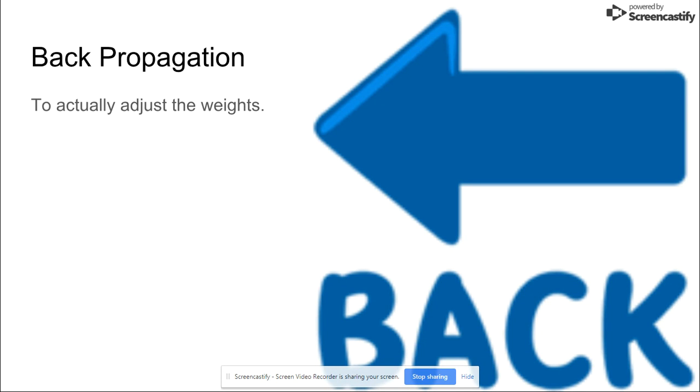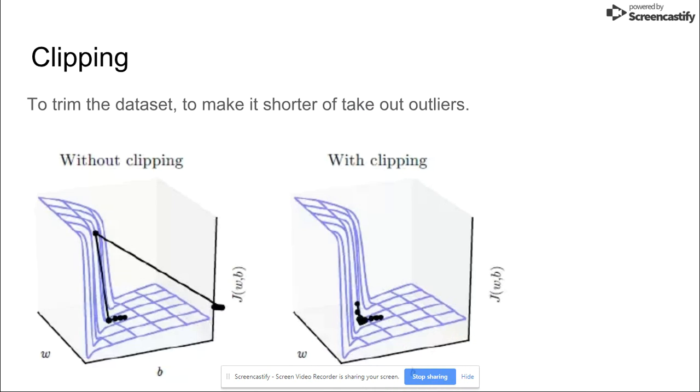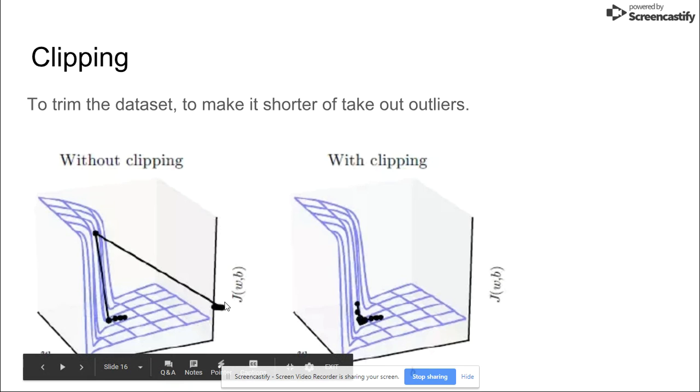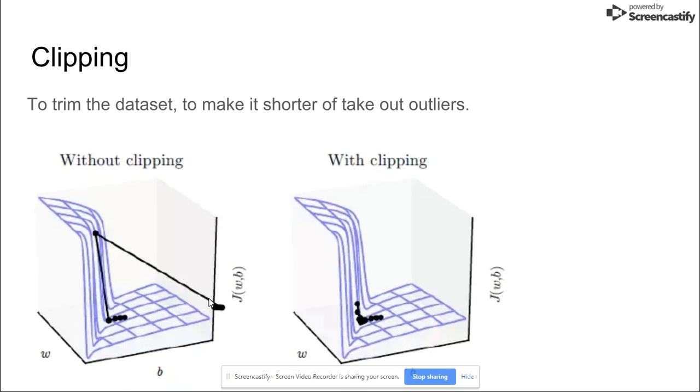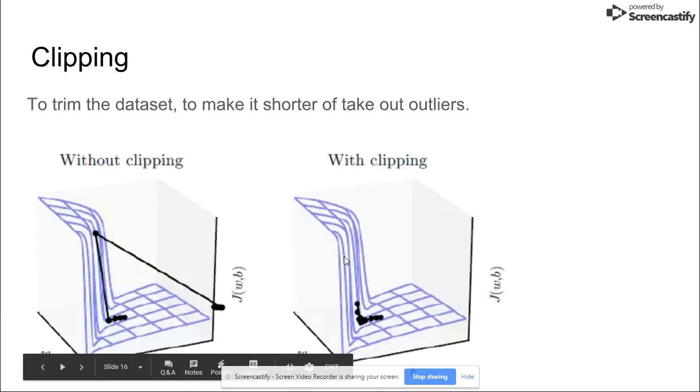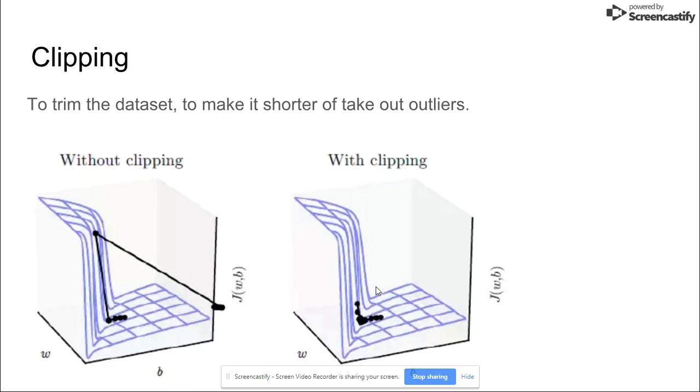Backpropagation is to adjust the weights, to go back and change the weights and run it in the new training iteration. Clipping, to trim the data set to make it shorter and take out outliers. So you can have an outlier all the way over here, which completely throws off your data, even though it really shouldn't be there. I mean, it's real data, but it could just hurt your program. But now if you clip it, it's a lot easier to do the coding and a lot easier to make good predictions.